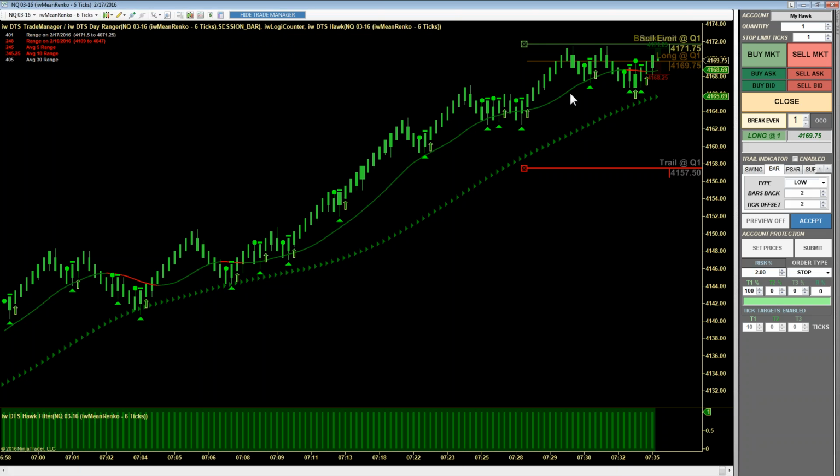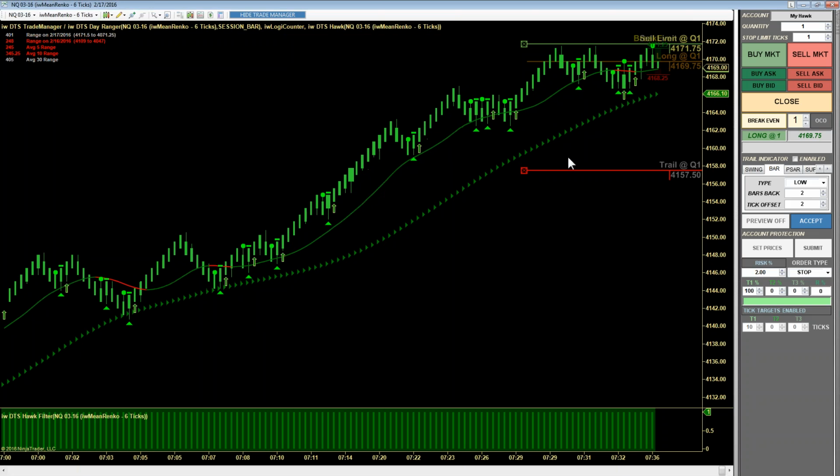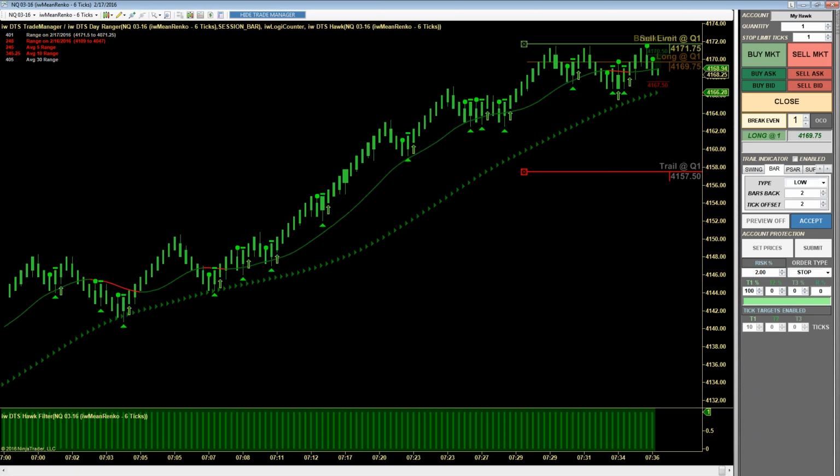Come on, get up there. So we took a little slip on the entry here. Our break even and our profit objective are both at the same level, which is right at these highs. So we really need to see the buyers press through the highs.